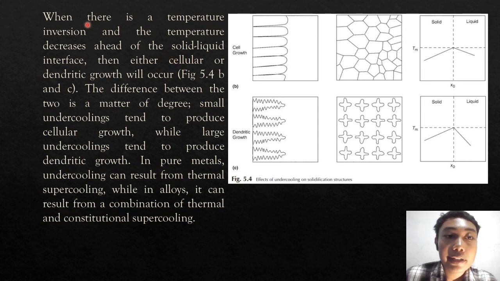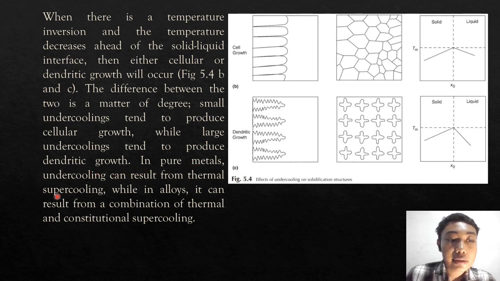When there is a temperature depression and the temperature decreases ahead of the solid-liquid interface, then either cellular or dendritic growth will occur, as in 5.4 B and C. The difference between the two is a matter of degree. Small undercoolings tend to produce cellular growth, while large undercoolings tend to produce dendritic growth.